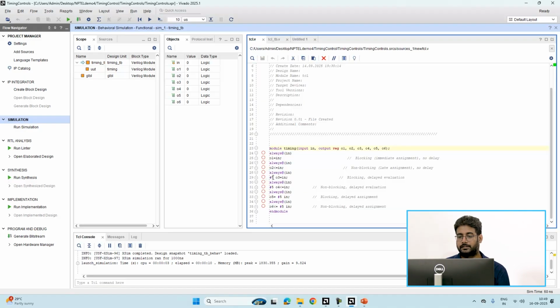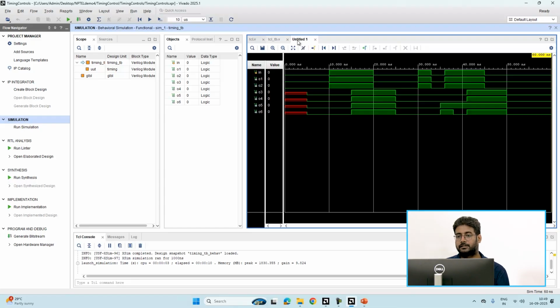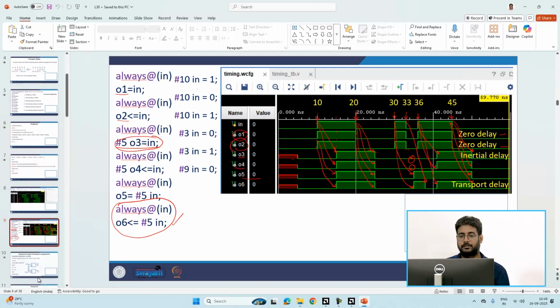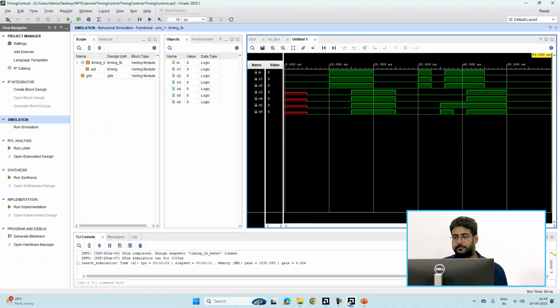Then there's the case of always at the rate of input, delay #5, o3 equal to input. Here it's a blocking statement, but the evaluation is delayed. So in this case, this delayed evaluation means this output can be shown here. This is the output. It is the same output as this.